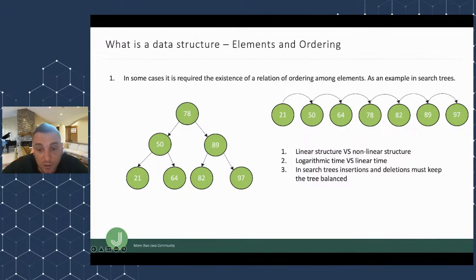Search time is logarithmic for the tree, and this is, let's say, due to the structure of the tree itself. And the search time is linear for the list, because you have to scan all the list in the worst case.